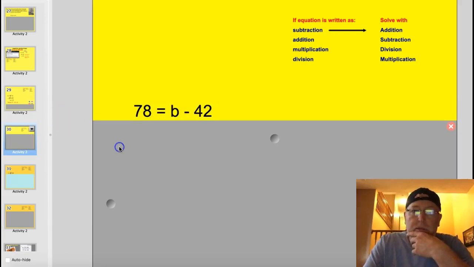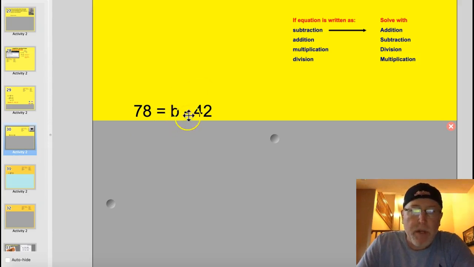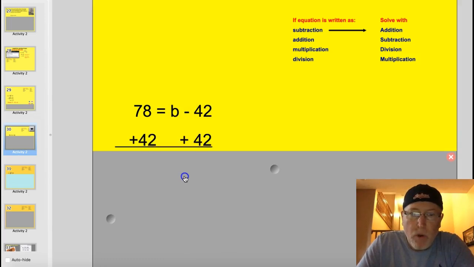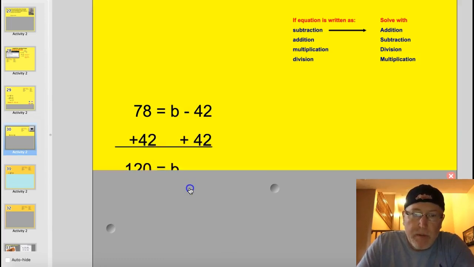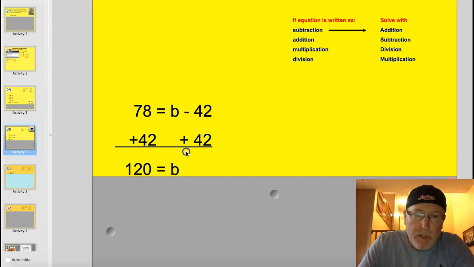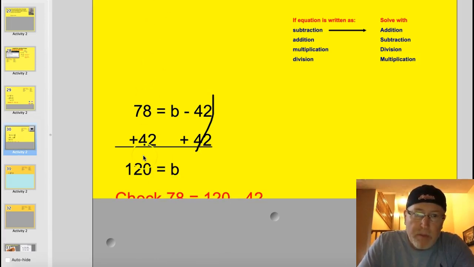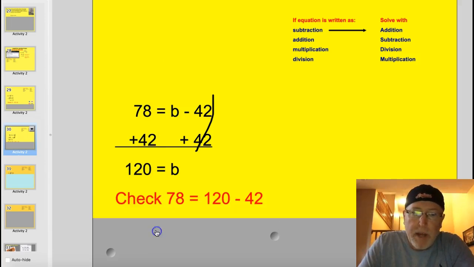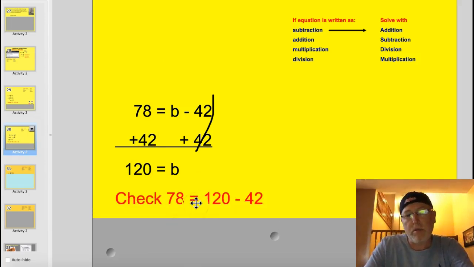Here we go. 78 equals b minus 42. Now I flipped it around a little bit, but we can do this. We still have to get rid of this minus 42 to have b by itself. So we add 42 to both sides. The 42s are going to cross off, hopefully. I think I'm going to have to do these by hand. 42s will cross off by themselves. And we're left over here with 78 plus 42, or 120 equals b. Pop it in, see if it works. 78 equals 120 minus 42.